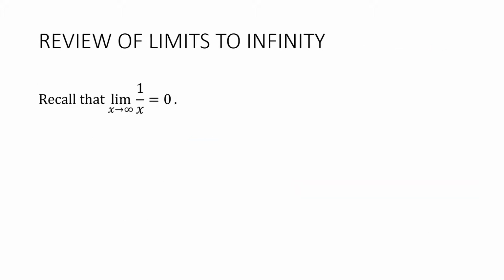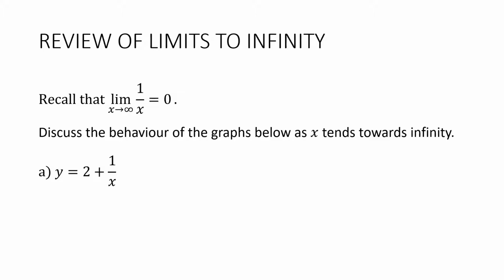And now limits to infinity. Recall that the limit as x approaches infinity of 1 over x is equal to 0. As x is becoming bigger and bigger down here, 1 over that number is getting smaller and smaller. If we actually ever did get to infinity, it would be equal to 0, because infinity doesn't go into anything, it's too big. Discuss the behaviour of the graphs below as x tends towards infinity.